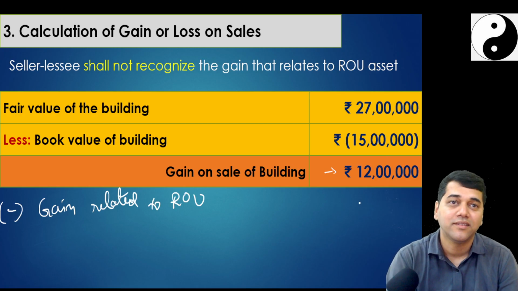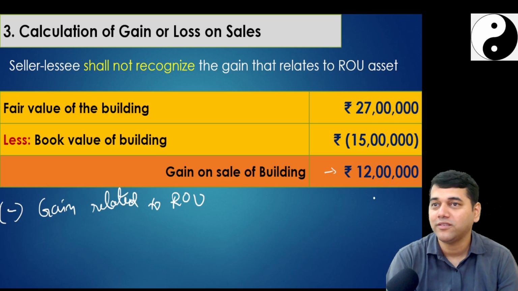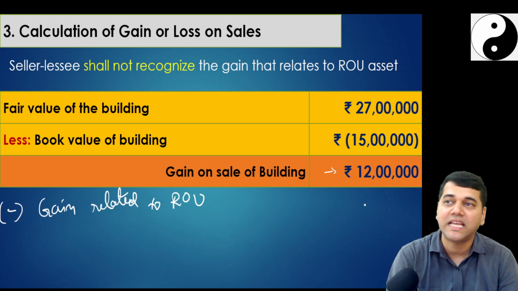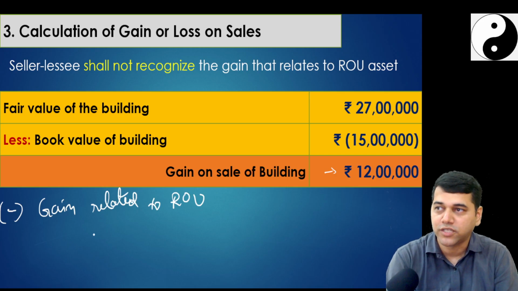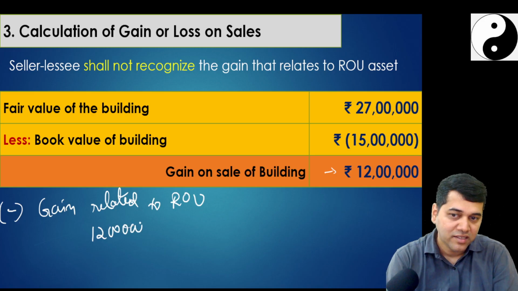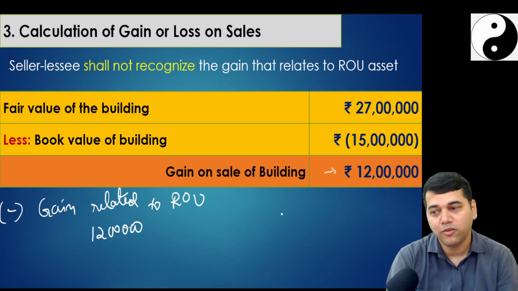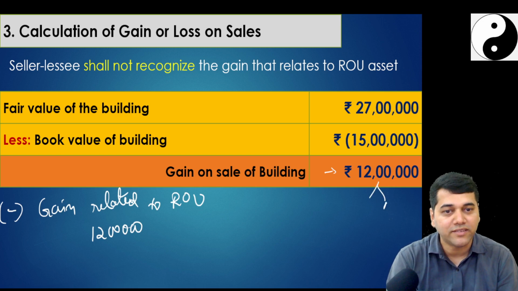44.44. Now I want an amount. How much is the gain related? Okay, I will write one equation here. 12 lakh is for the total. How much gain is related if I have to give a bifurcation for the asset sold versus ROU recognized? How much is the breakup?